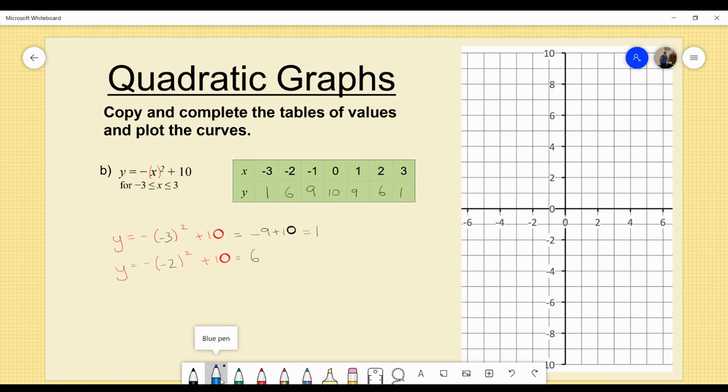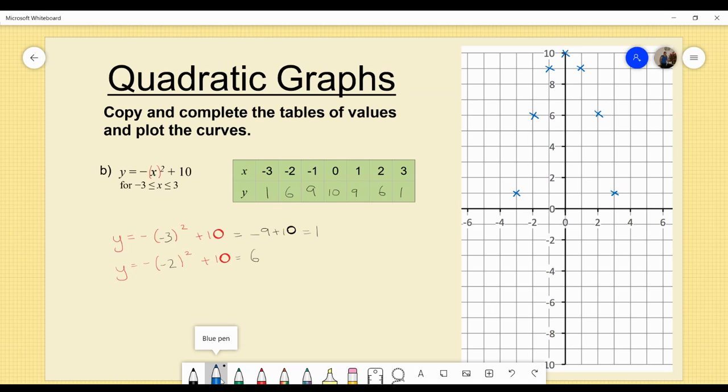So if we're plotting our values, I've got minus 3 along and 1 high, and then minus 2 and 6, and then minus 1 and 9, 0 and 10, 1 and 9, 2 and 6, and 3 and 1. Okay, so I end up with those points, and again you should see it's a nice smooth curve, hopefully, that we need to draw.